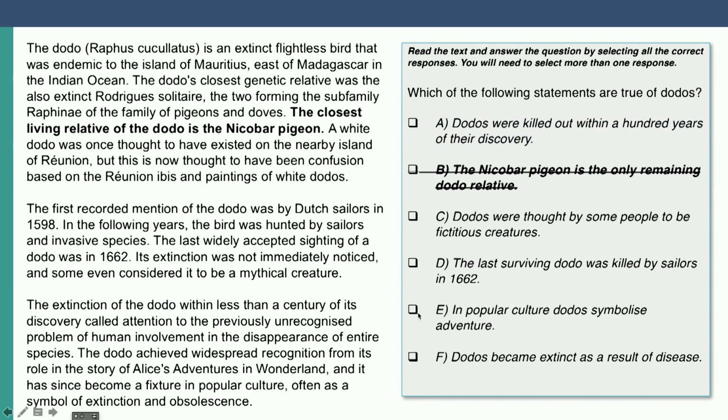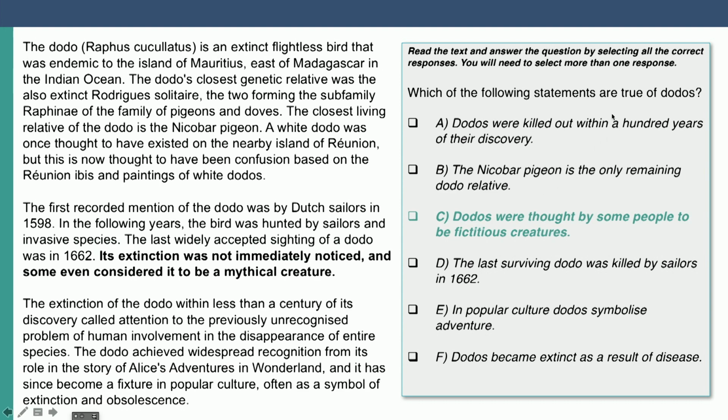B, the Nicobar pigeon is the only remaining dodo relative. So the keyword here would have been Nicobar pigeon. You can see it, capital letter N. The closest living relative of the dodo is the Nicobar pigeon. The Nicobar pigeon is the only remaining dodo relative. They say different things. So we're going to skip B. We're going to move to C, which is correct.